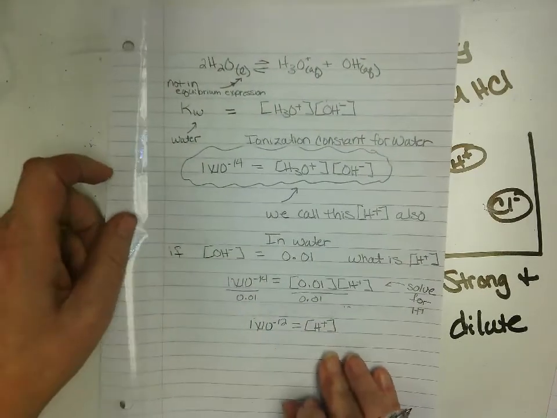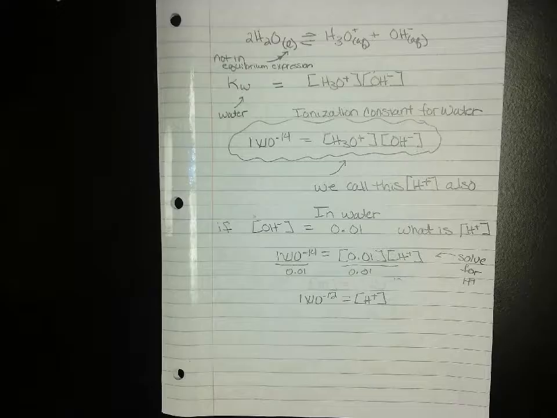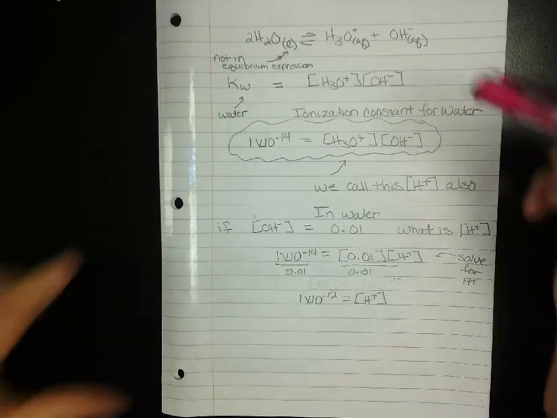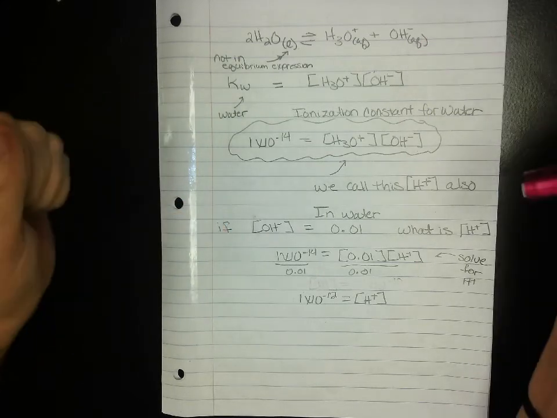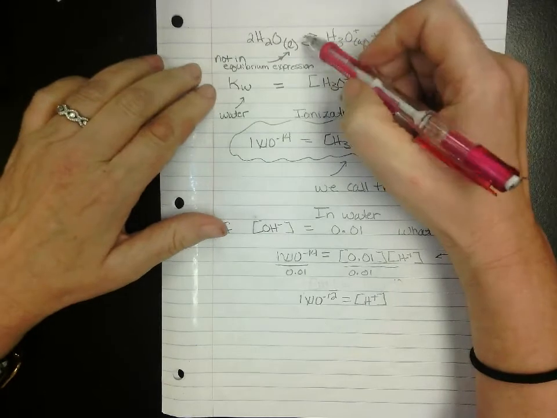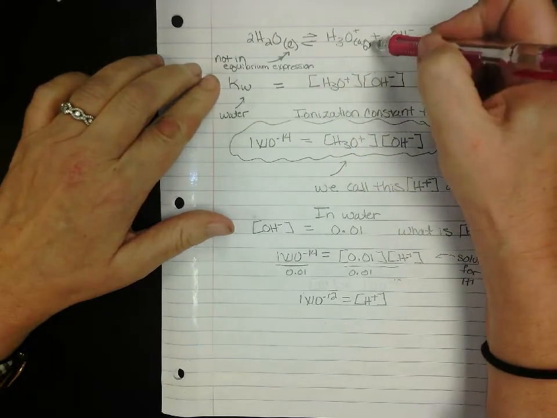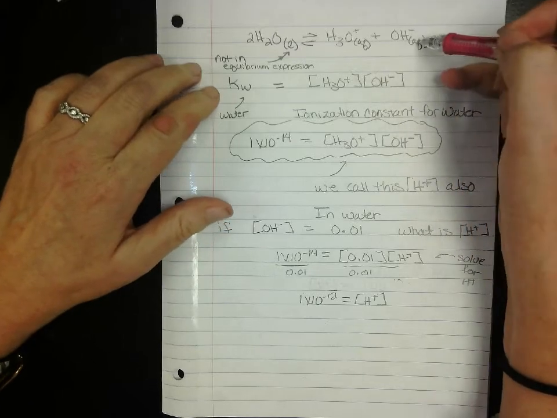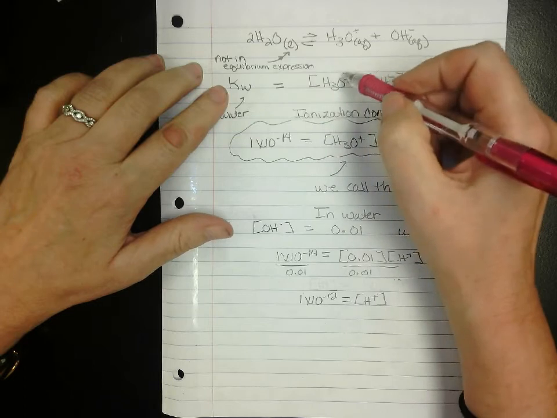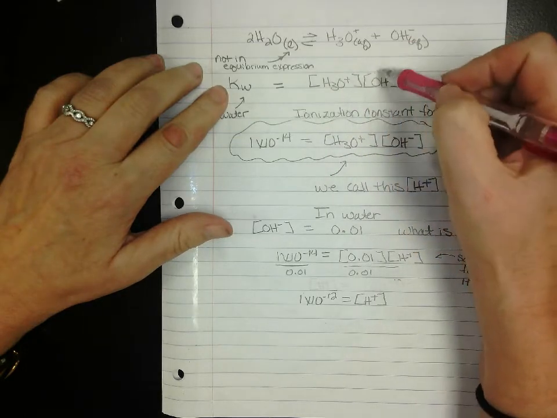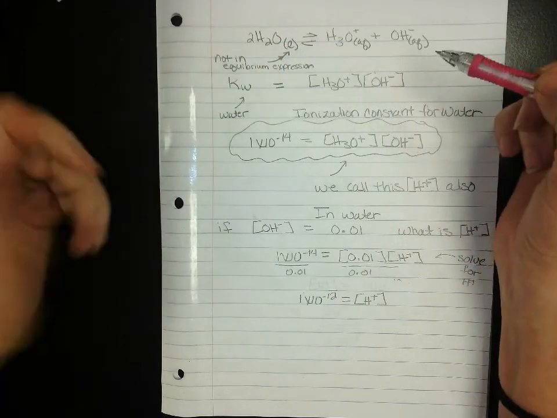Because water ionizes and it's in equilibrium, we can write an equilibrium constant expression. Yay! So remember, liquids are not in our equilibrium expressions. Only aqueous and gaseous species are. So our K, our big capital K, equals the concentration of our products divided by our reactants, but that's a liquid, so it doesn't go in there.